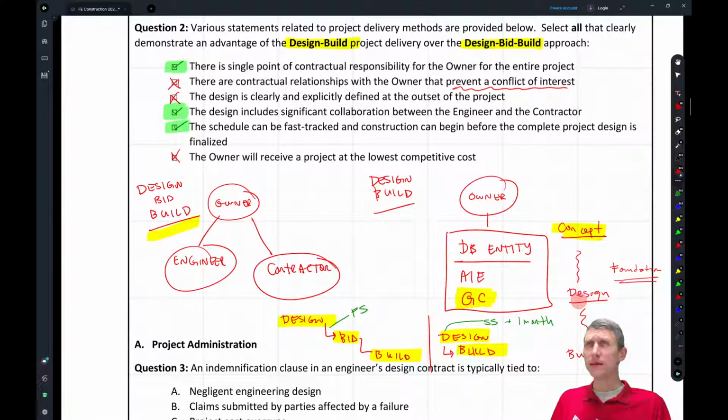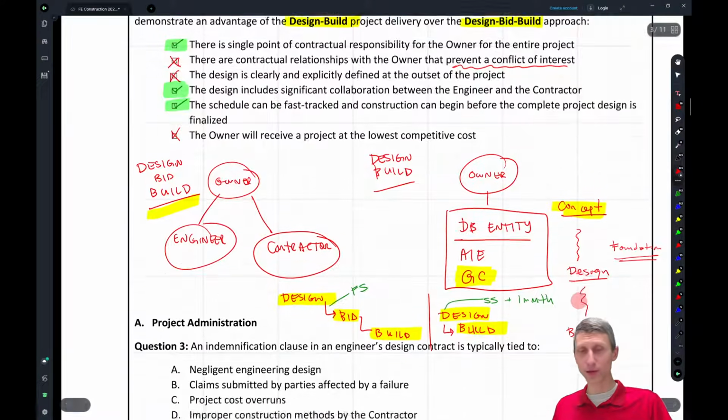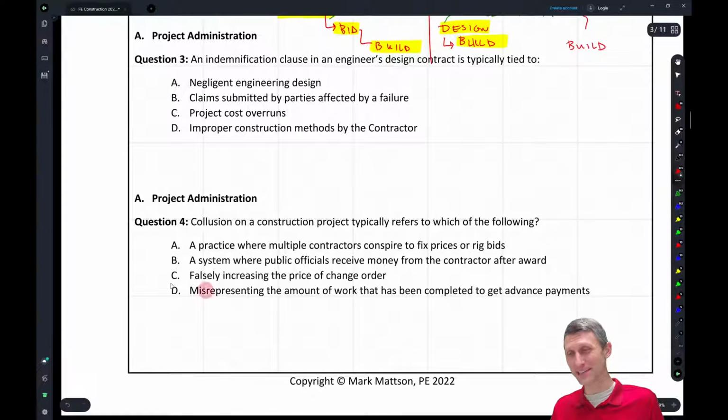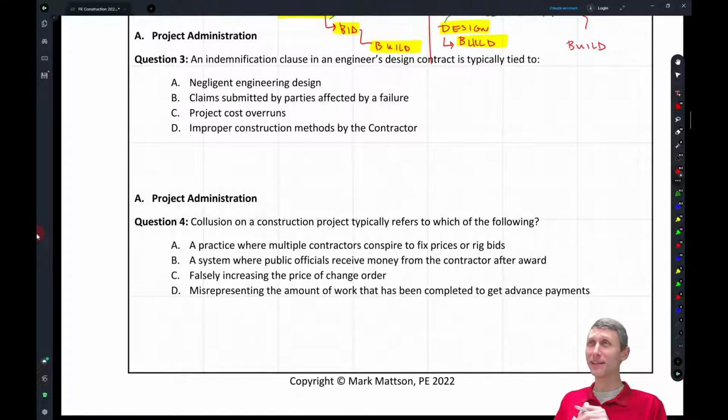Okay, but let's keep going to question 3. Question 3, indemnification clause. This was my favorite clause when I was reviewing contracts. I threw this one out there in one of those earlier videos on how to pass the FE. But what is an indemnification?